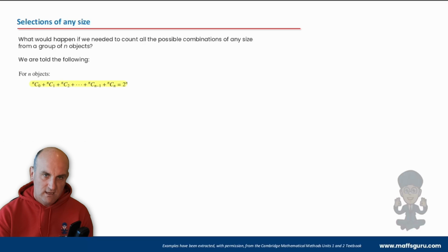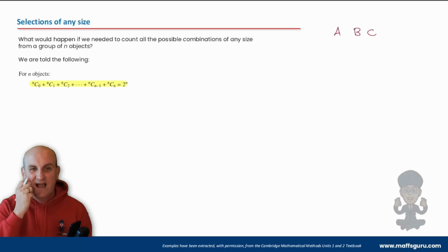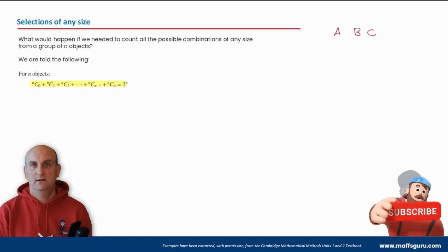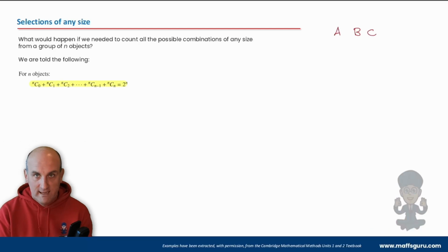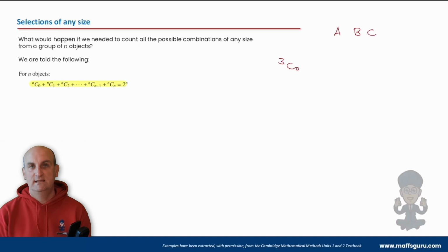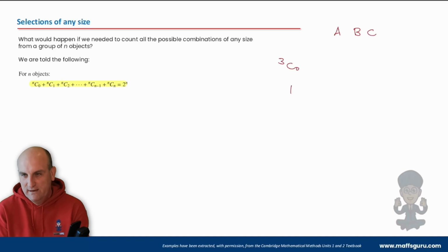Imagine I've got three books. I've got A, B, and C. And I can choose to have no books, one book, two books, or three books from that choice, right? So that is the number of ways I could choose. If I'm going to choose no books, that would be 3 choose none, right? How many ways are there of choosing no books? Well, in fact, there's only one way.